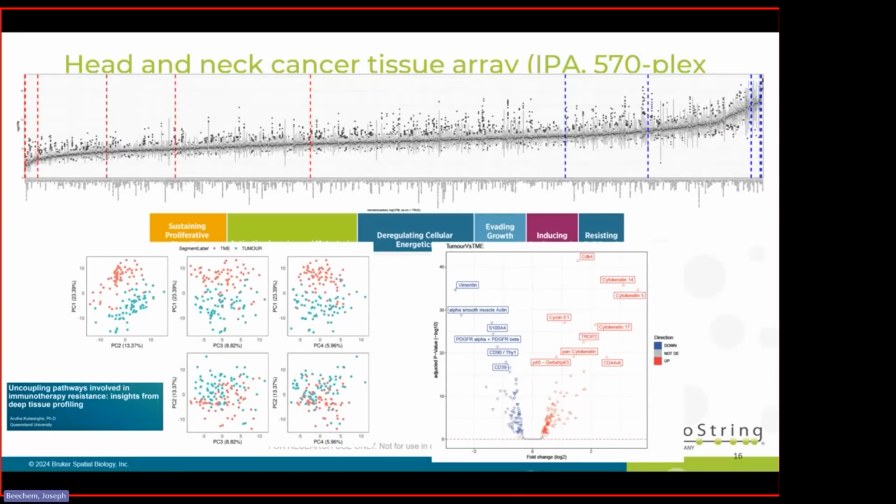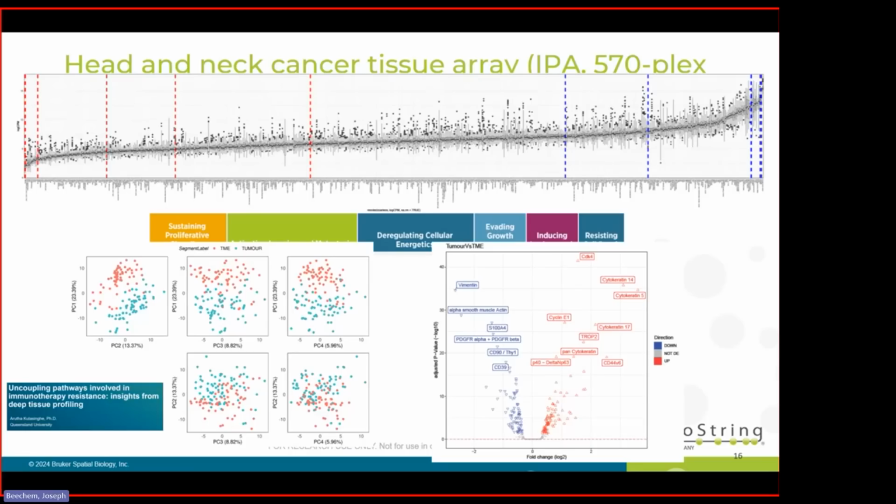I was given a talk the other day, and this was data that was being shown to us from Arutha Kulasinghe from Queensland University in Australia. And this is what head and neck cancer looks like at 570-plex protein. Just look at the top. Look at the dynamic range of all the protein markers being examined, all fitting into these unique areas of how head and neck cancer responds.